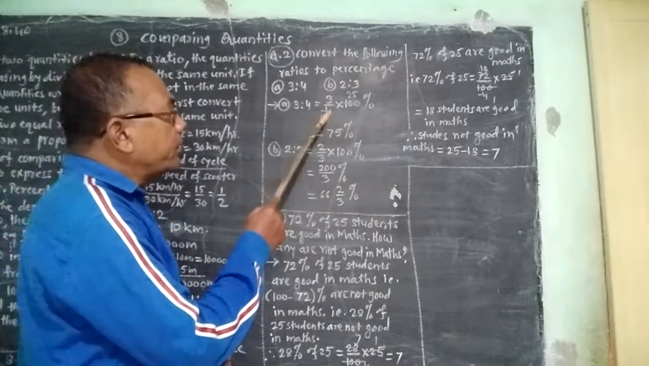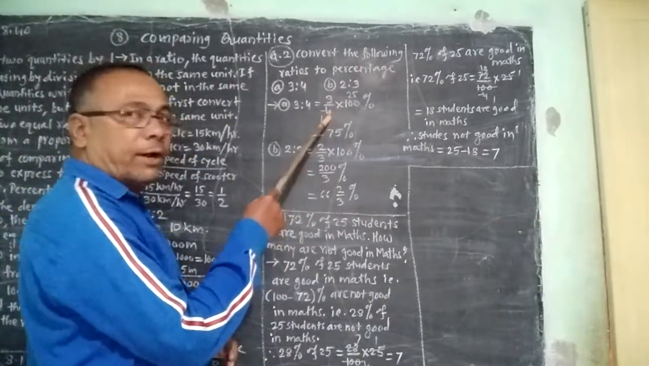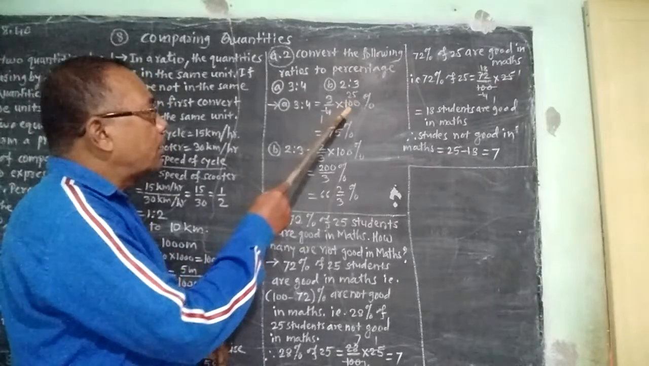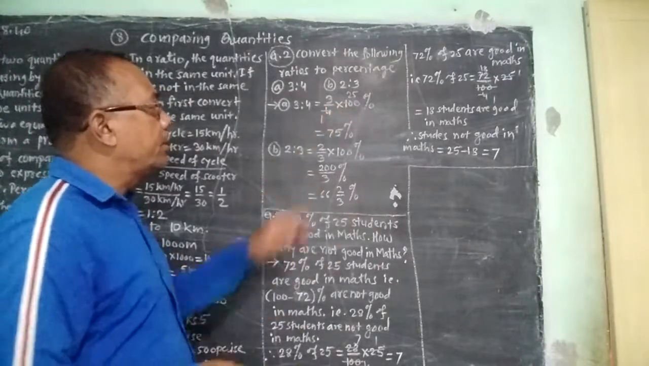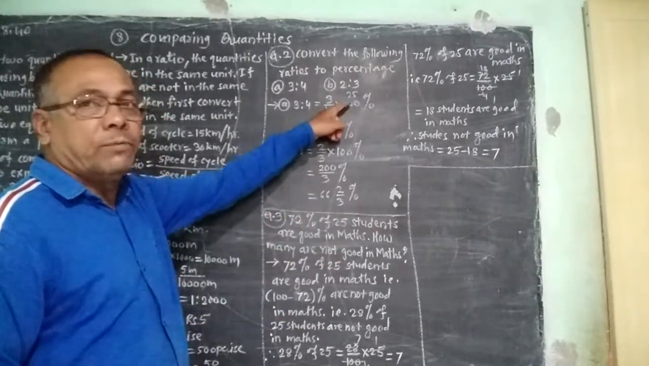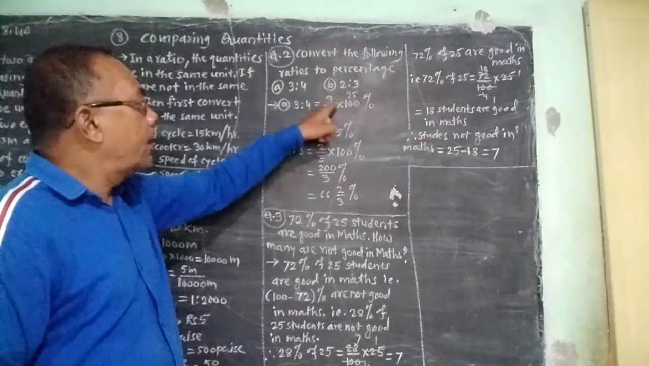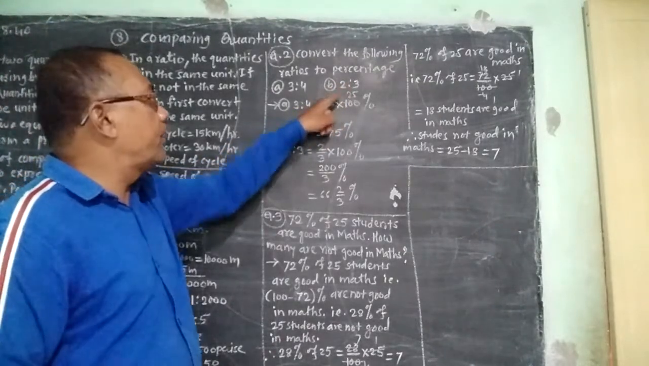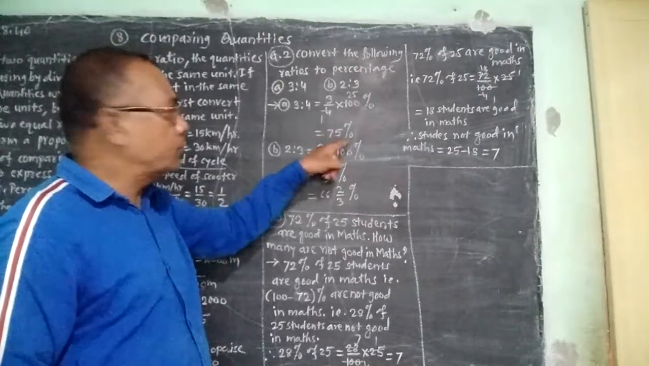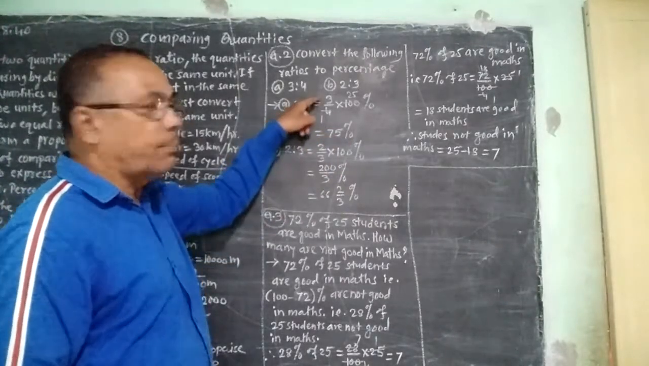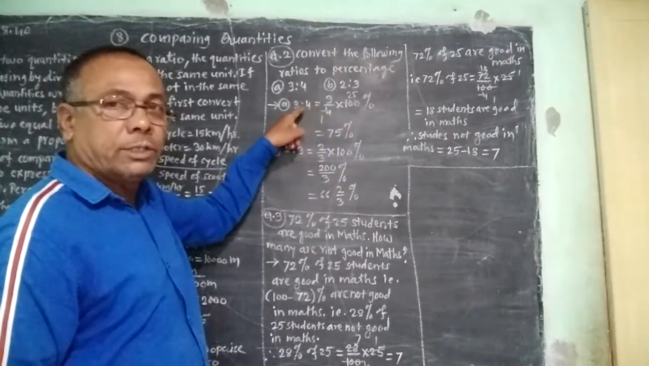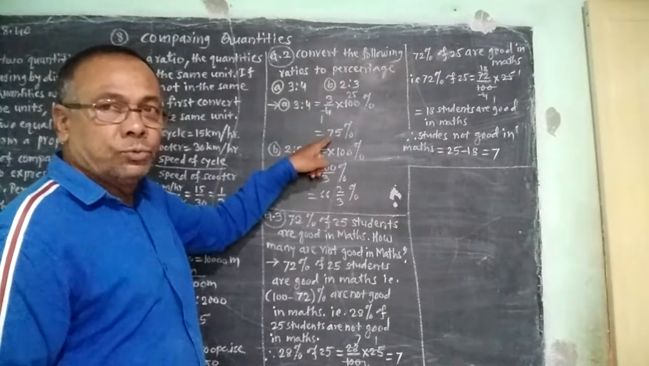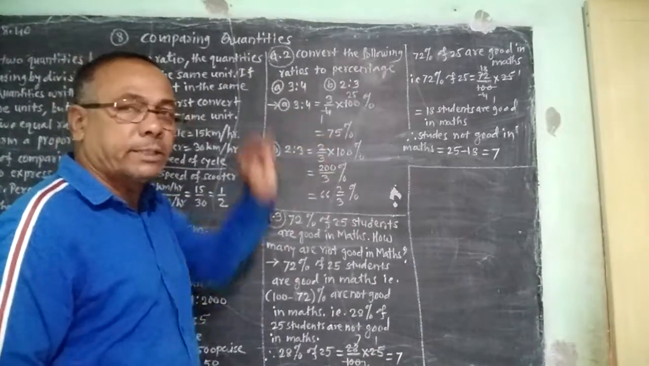Here 3:4 means 3/4, and we have to convert it into percentage, so we must multiply this fraction by 100%. Now if we divide 100 by 4, then we will get 25, because 4 ones are 4 and 25 fours are 100, and after multiplication of 3 and 25, 3 twenty-fives are 75%. So the ratio 3:4 or the fraction 3/4 is converted to the percentage 75%.